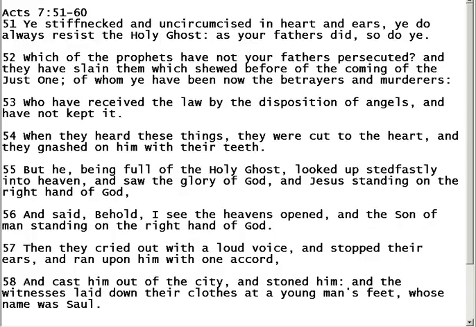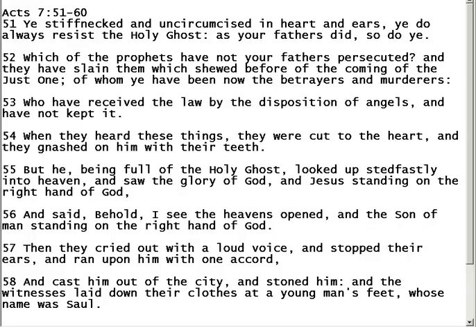Ye stiff-necked and uncircumcised in heart and ears, ye do always resist the Holy Ghost, as your fathers did, so do ye. Which of the prophets have not your fathers persecuted? And they have slain them which showed before of the coming of the Just One, of whom ye have been now the betrayers and murderers, who have received the law by the disposition of angels, and have not kept it. When they heard these things, they were cut to the heart, and they gnashed on him with their teeth. But he, being full of the Holy Ghost, looked up steadfastly into heaven, and saw the glory of God, and Jesus standing on the right hand of God, and said, Behold, I see the heavens opened, and the Son of Man standing on the right hand of God.